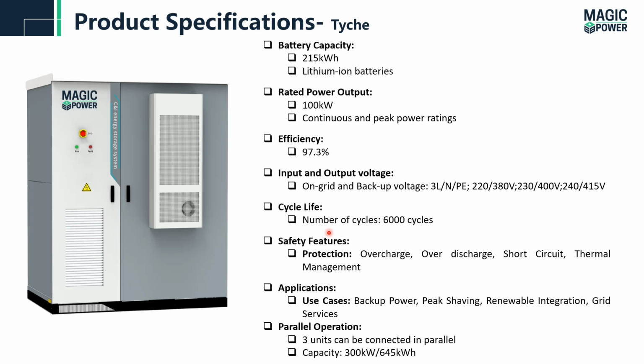The life cycle of the battery is 6,000. Safety features again, for the battery side, overcharging and discharging. For the load side, short circuit, overloading, or overcurrents. For the system itself, there is thermal management. Application or use cases, it's again for backup power, peak shaving, renewable integration, and grid services. For parallel operation, three units can be connected in parallel. So the maximum rated output power is 300 kilowatt, while the energy storage is 645 kilowatt hour.